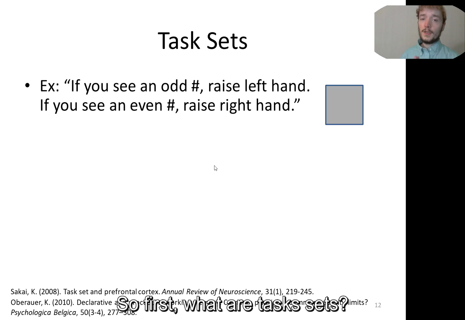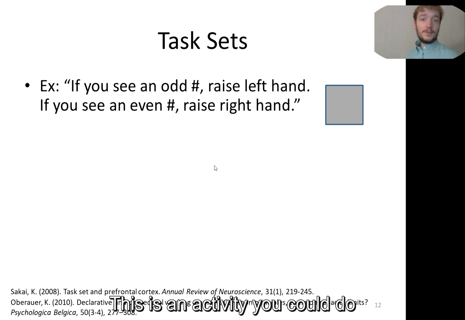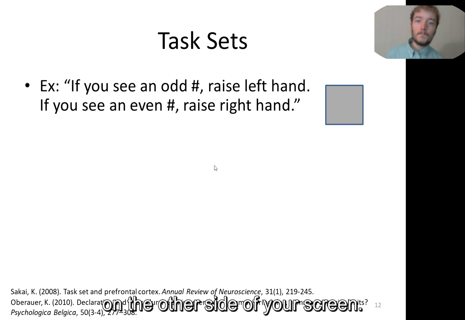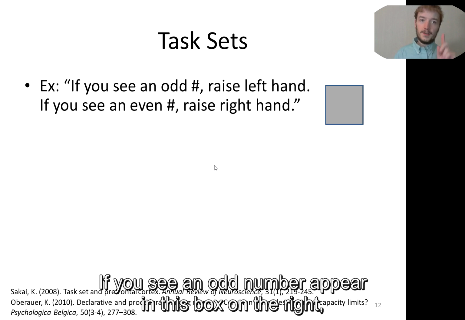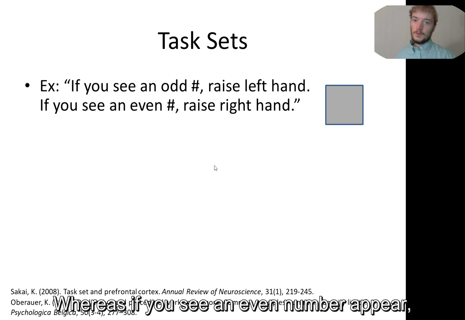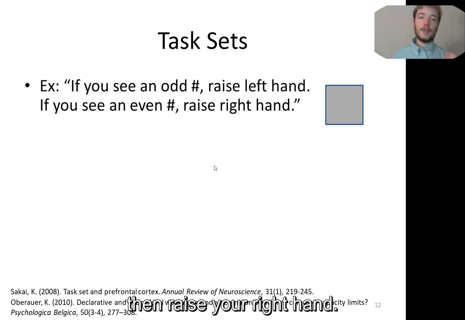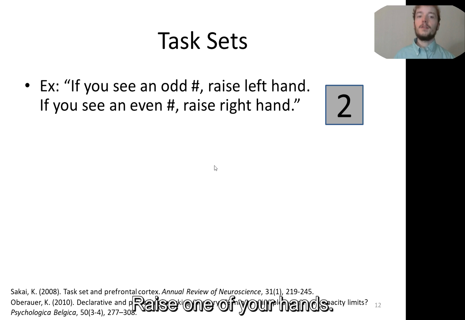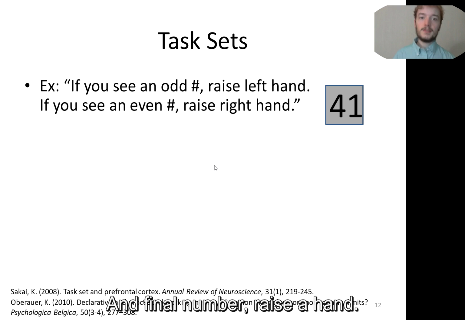So first, what are task sets? This is an activity you can do on the other side of your screen. If you see an odd number appear in this box on the right, then you may raise your left hand. Whereas if you see an even number appear, then you raise your right hand. Okay, here's a number. Raise one of your hands. Here's another number. Raise another hand. And final number, raise a hand. Okay.